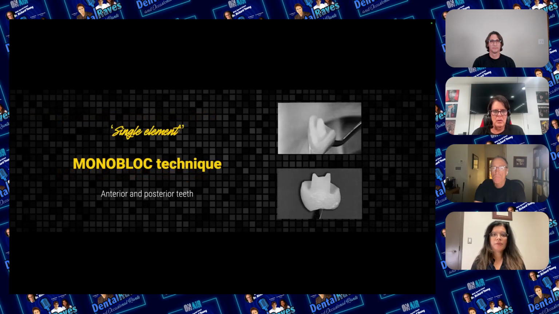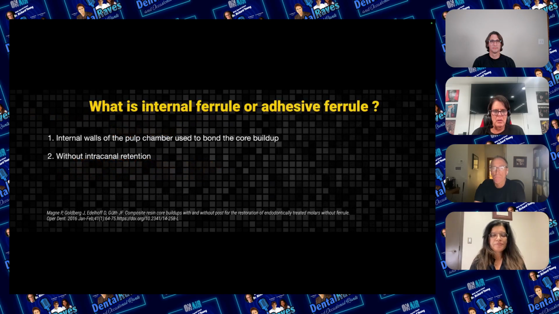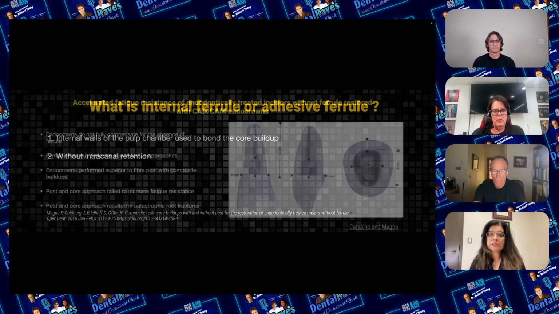And it was done for both anterior and posterior teeth, which was a single element ceramic restoration. So then we talk about what is internal ferrule or adhesive ferrule. The internal walls of the pulp chamber can be used to bond the core buildup, and this is without any intracanal retention. And Mania's group has done a lot of in vitro studies for the restoration of endodontically treated molars with or without ferrule, with adhesive core buildups, and we'll look into that evidence in the next few slides.